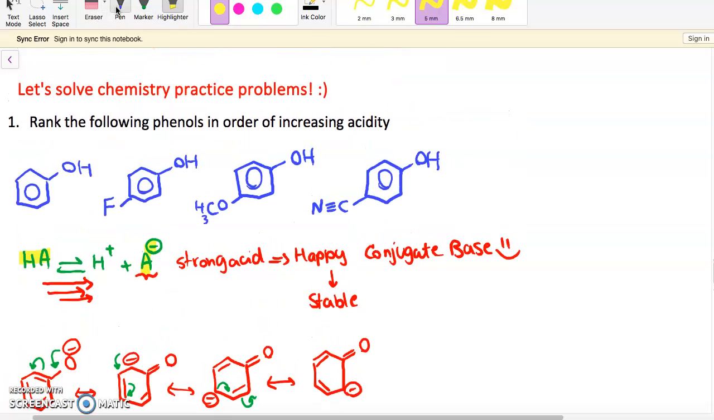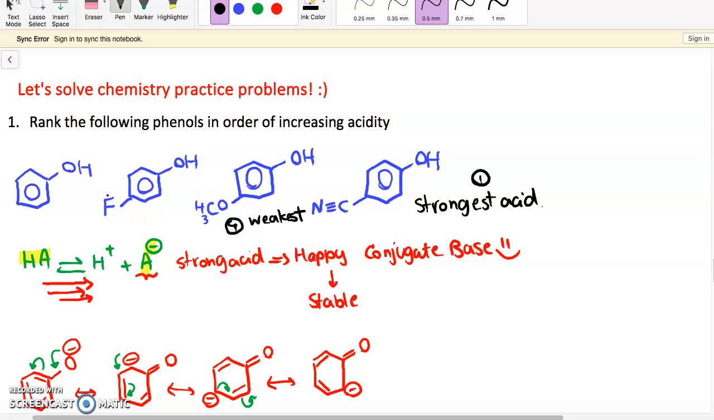Okay, so if we were to then answer the question, this would be the strongest acid. So 1. And then we know that the third one was the weakest acid because of electron donating. And then fluorine, because it's electron withdrawing, it stabilizes the conjugate base a little bit more. So that would be number 2. And then this is number 3.